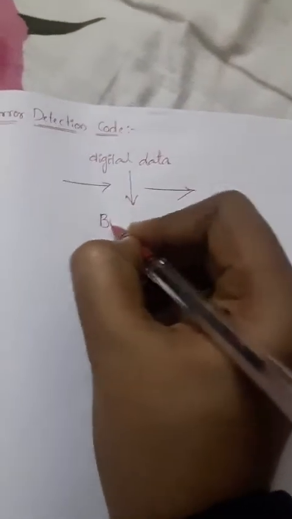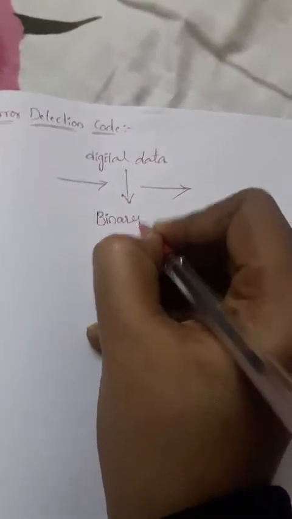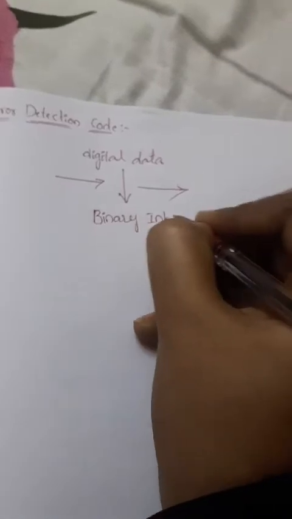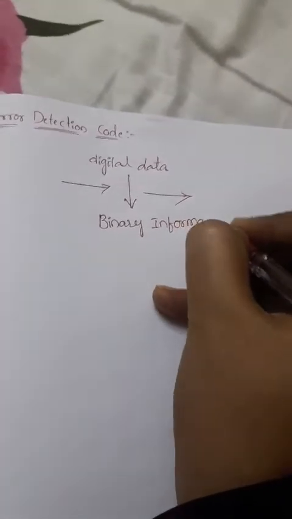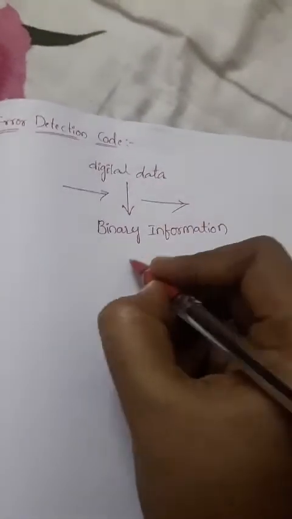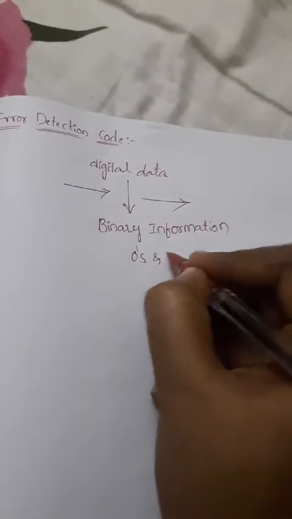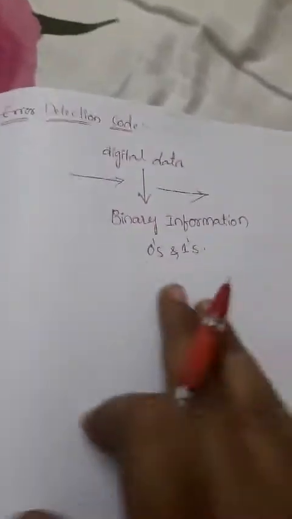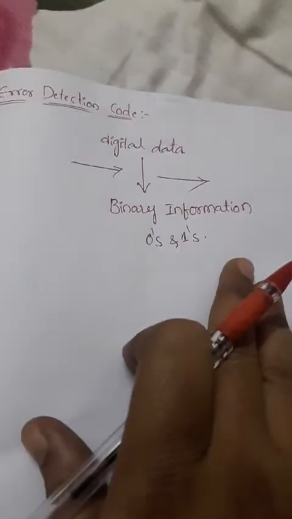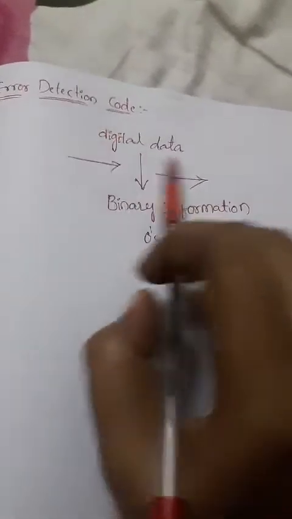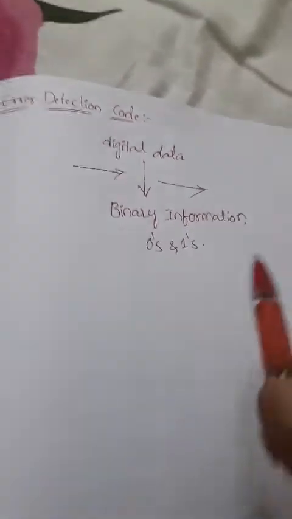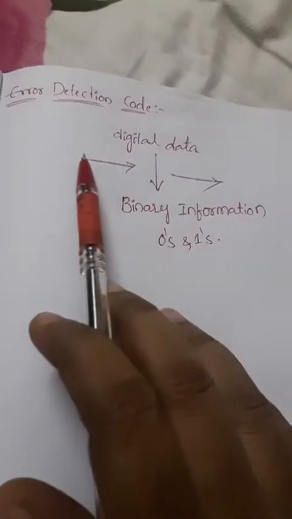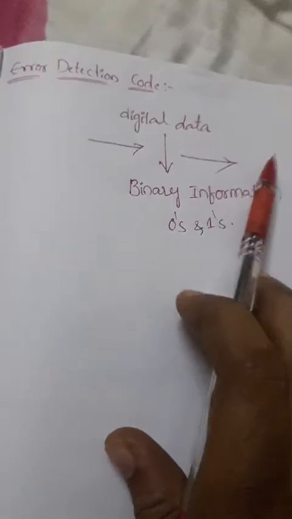Digital data includes binary information, which we can consider as zeros and ones. The signals having zeros and ones information we call digital signals. This binary information can be transmitted from one place to another.